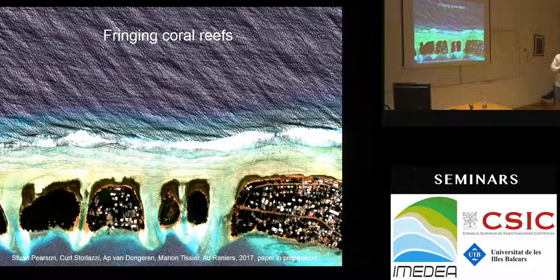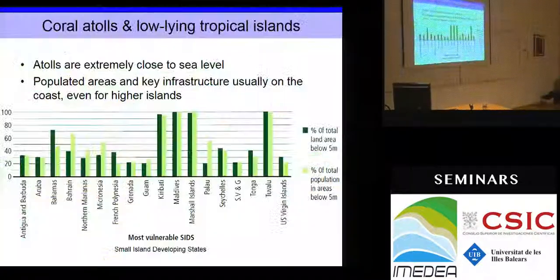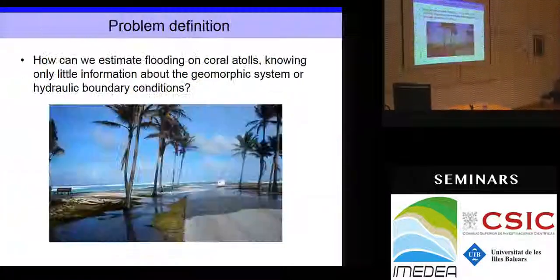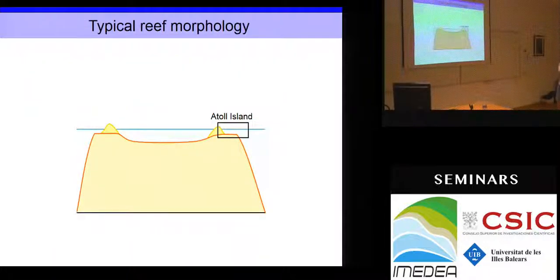So this is actually something different, which is related to coral reefs. This is a study that's being done by Stuart Pearson. Everybody knows that with the sea level rise and the changes in wave conditions, these atolls get more and more vulnerable. It affects not only the safety but also the freshwater requirements. So there's a lot of interest in trying to see whether we can come up with an early warning system for these atolls.